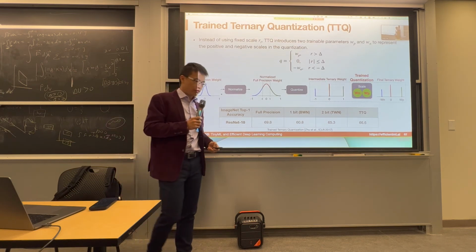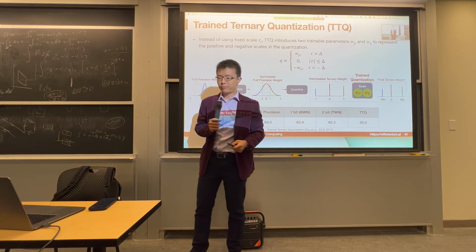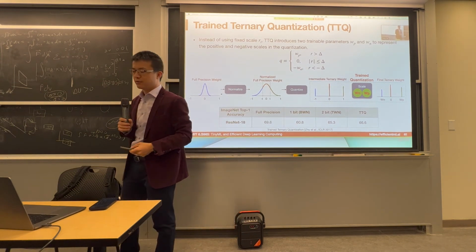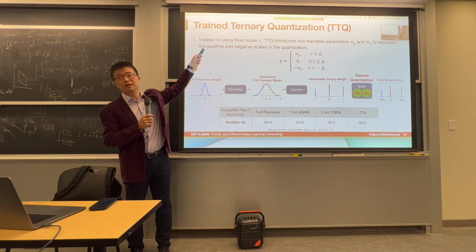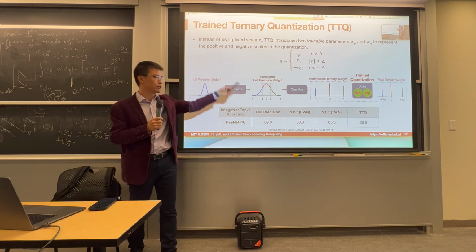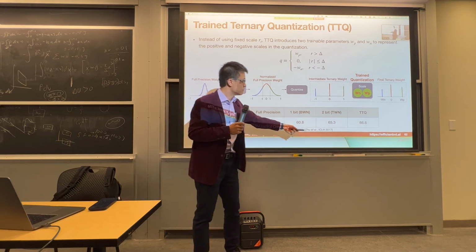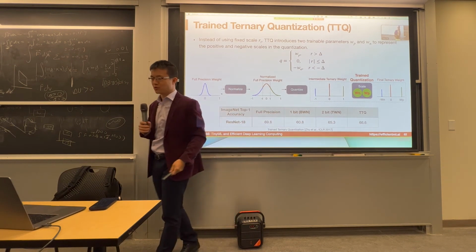All right. So far, we talked about the mean, the positive value and the negative value. They are both fixed. What if they are trainable? So that becomes this trained ternary quantization, which I actually worked on 5 years ago. I was working on that project.